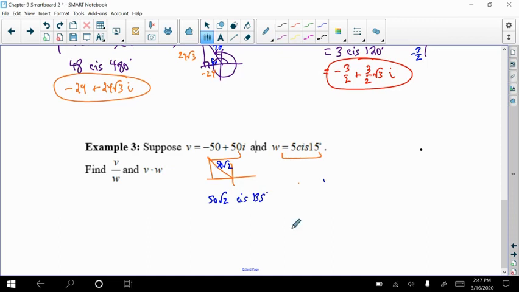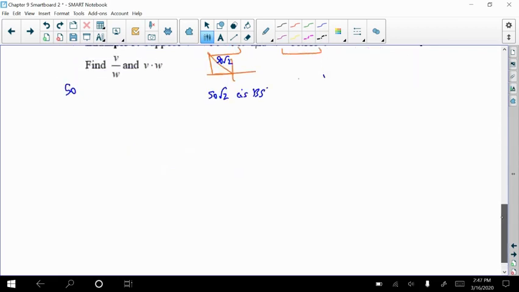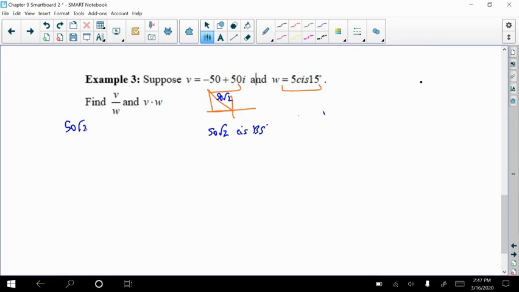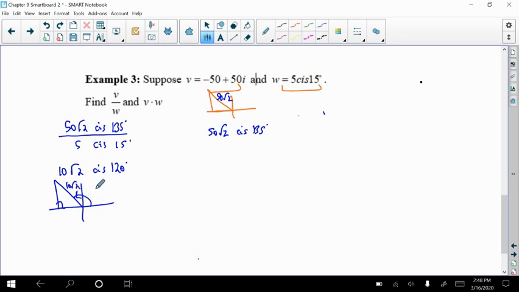So if I'm going to do v divided by w, the first thing I would do would be to extend that a bit. So 50 root 2 cis 135 degrees divided by 5 cis 15. And then remember, we just divide these out. So that's 10 root 2 cis, and then we subtract, 120 degrees. We could draw a 120 degree angle, hypotenuse of 10 root 2, and that's the 2x position.